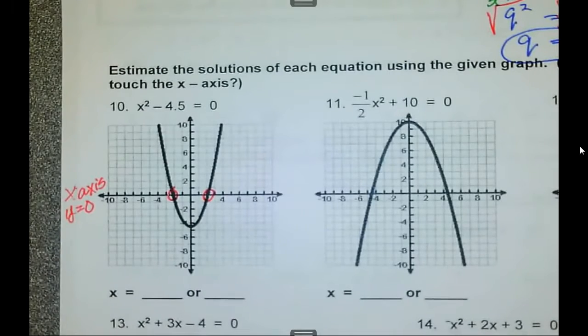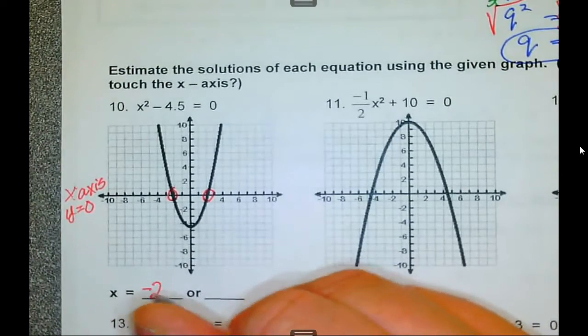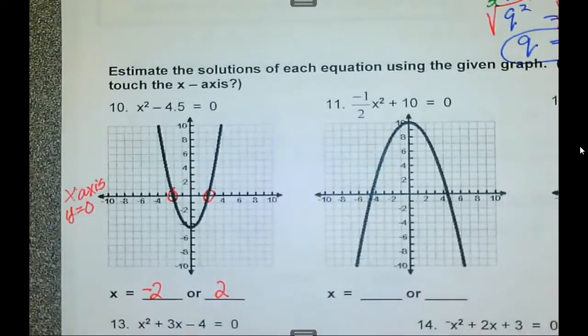What does that look like they should be to you? Oh. What do you think? Anybody? Anyone? Bueller? Negative 2 and 2. Kind of looks like that's our intercepts, right?